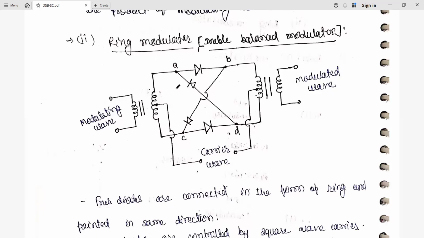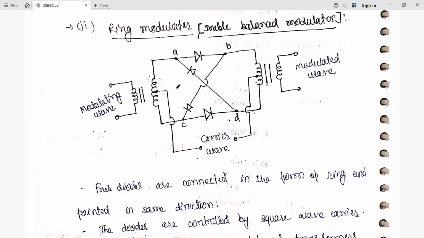Another technique is called the ring modulator. The ring modulator is also called the double balanced modulator, so we are going to balance in two ways. If you see, on the input side we have a transformer. This is a center tap transformer. Here also we have a center tap transformer. So two transformers are used here: transformer 1 and transformer 2.